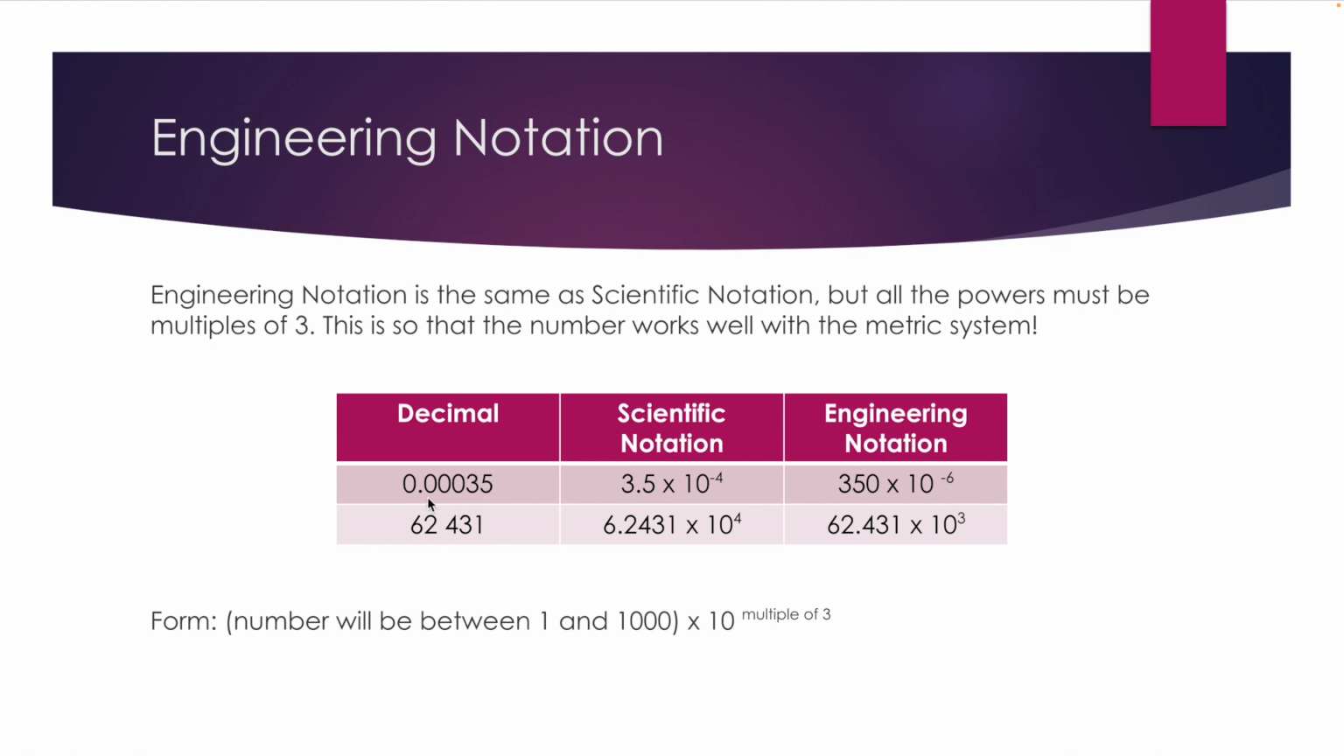So for example, in this one, if I go 1, 2, 3 spots, I get 0.35. Well, that's too small. I still want it bigger than 1. And so I'm going to jump another 3 spots. 1, 2, 3. And so I get 350 times 10 to the negative 6, because I had to go 6 spots to get there. So this front number is going to be between 1 and 1,000, and this has to be a multiple of 3. Same thing here, I can jump 3 spots, 1, 2, 3, and I get a number between 1 and 1,000, so I can stop there.